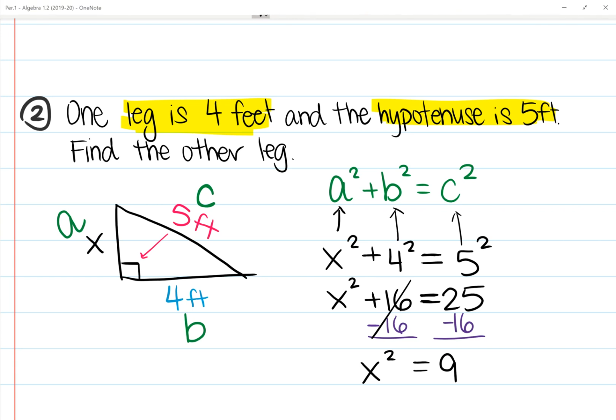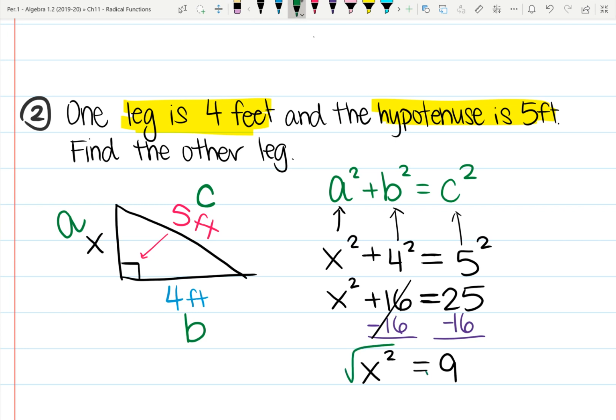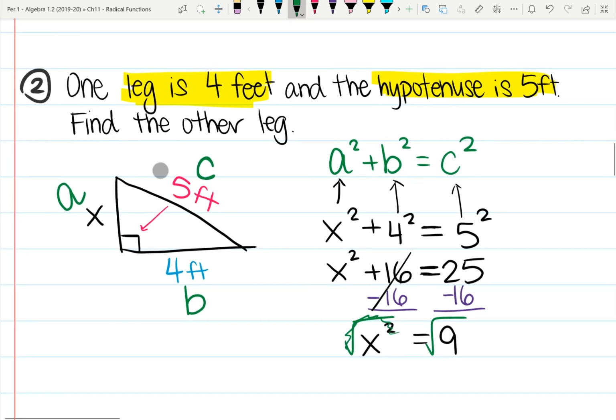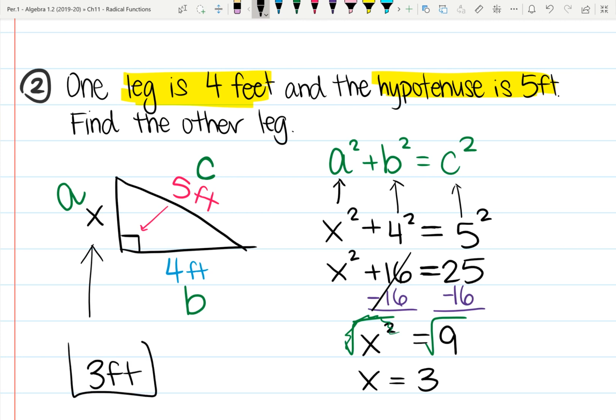How do I solve for this? I'm going to square root both sides. So that way the exponent, the 2 and the square root cancel. So we're left with x is equal to, the square root of 9 is 3. And there we go. That means x is 3. When I go to this picture over here, I know this side length is 3 feet. Cool. There we go. Okay.